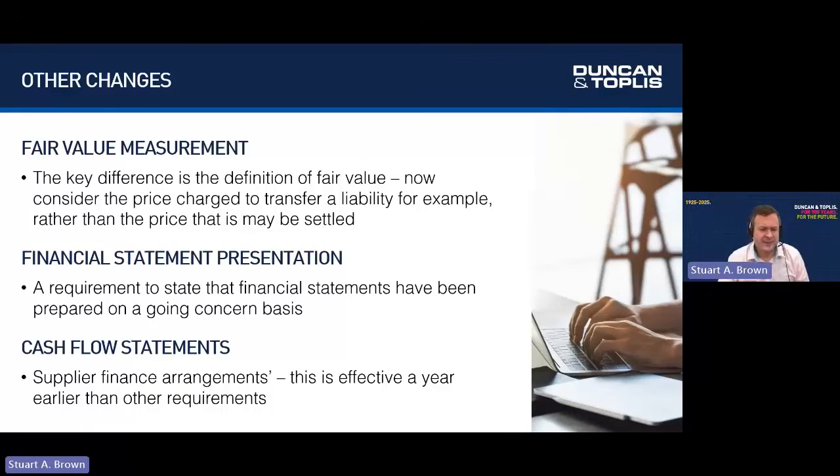Next one, looking at financial statement presentation. This will now require for all FRS 102 accounts that there is an explicit statement that this entity is a going concern.